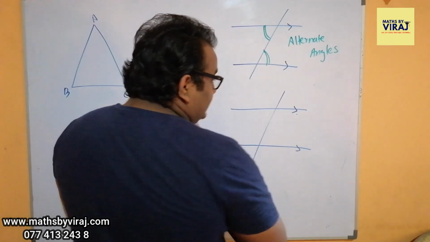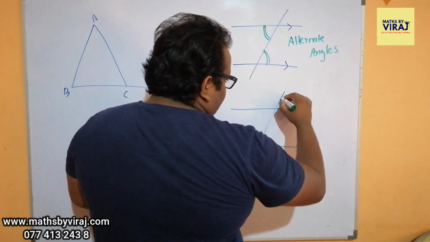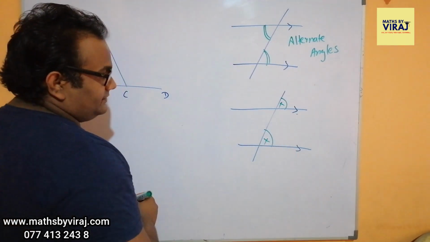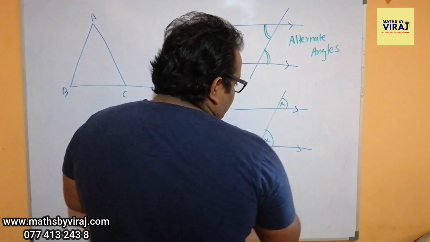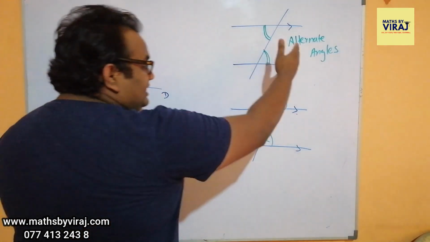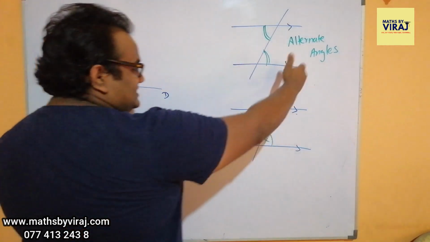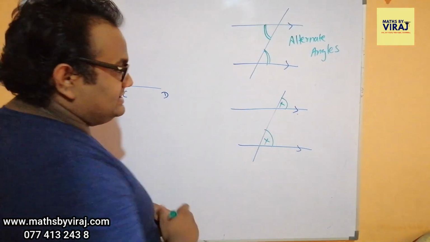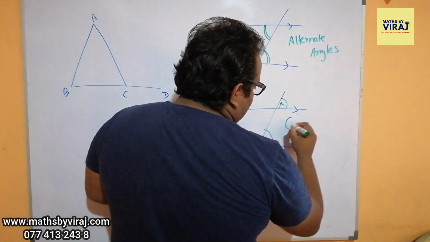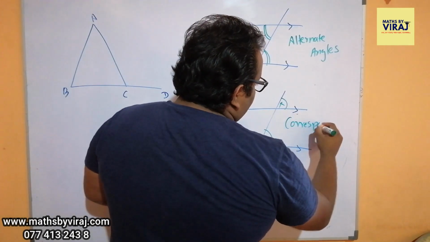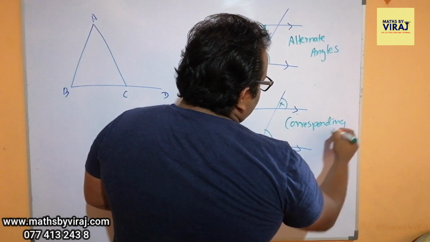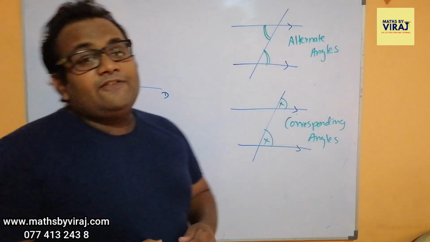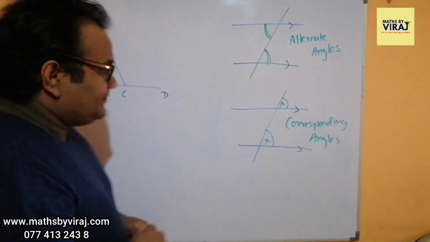The other theory is this particular angle is equal to this angle. You see that again two parallel lines are being cut by a transversal line. So a transversal line is a line which is drawn across two parallel lines, and therefore this is known as corresponding angles. These are also known as F-shaped angles, right?